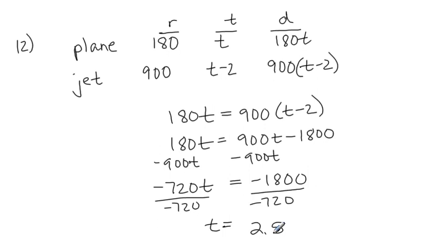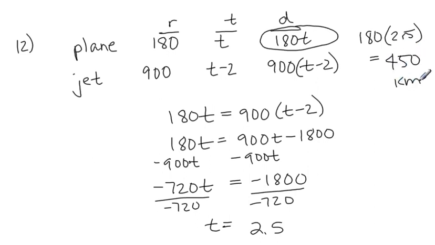But that's not the question they're asking for. It says how far from the airport will the jet overtake the private plane? So the time is 2.5 hours, but we're looking for the distance. So if we come back up to the distance of the plane, that would be 180 times 2.5, and that is going to give me 450 kilometers. So the jet will overtake the private plane 450 kilometers from the airport.